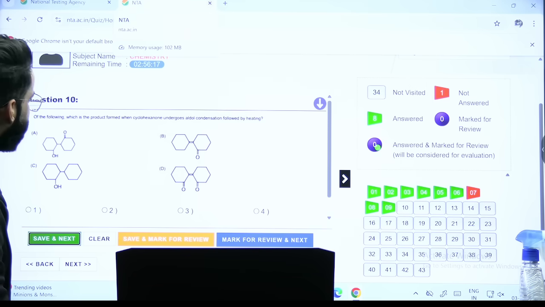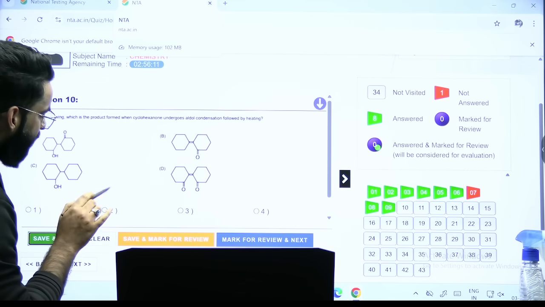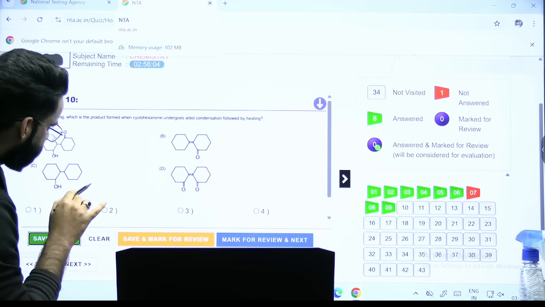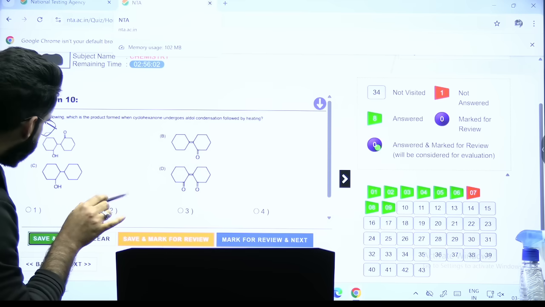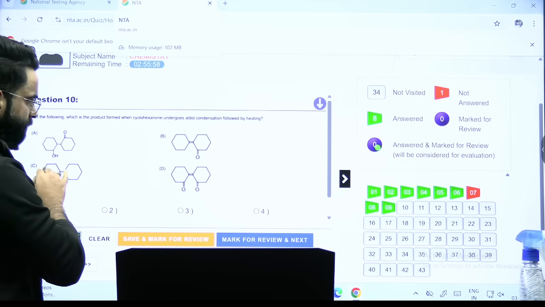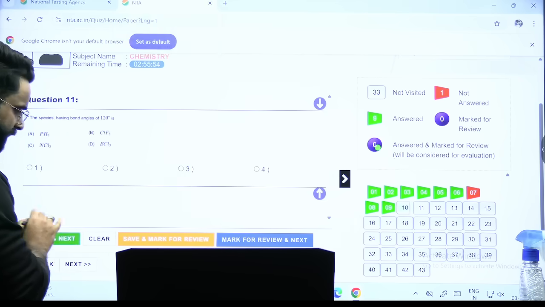Which of the following products is formed when cyclohexanone undergoes aldol condensation? Cyclohexanone, right? Double bond. I'll go with option B here. Yeah, I'll go with option B.